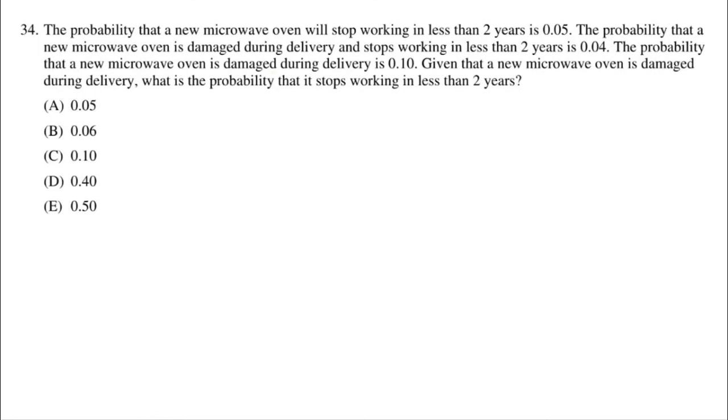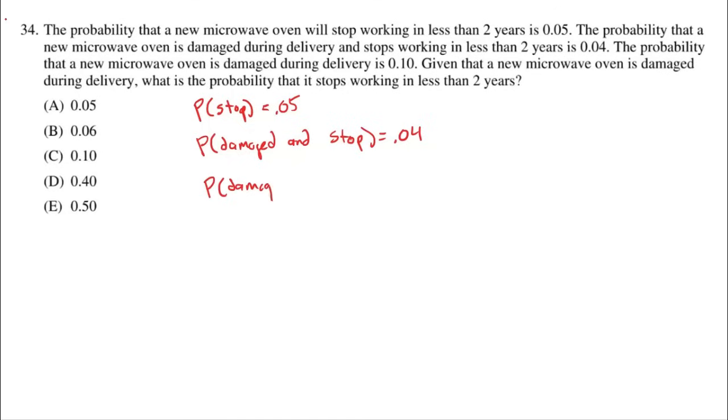So one thing I highly recommend doing in a problem like this is organizing your information. The first thing they tell me is that the probability that the microwave stops working is 0.05 or 5%. So notate that, the probability that it stops working. Like shorthand notate it, that way it's a little bit easier for you to understand. Then they said the probability that it's damaged during delivery, so I'm just going to write damaged, and stops working during the first 2 years is 0.04. And then finally, they said the probability that the new microwave is damaged during delivery is 0.10. So that would be just damaged. So they give us 3 different probabilities here.